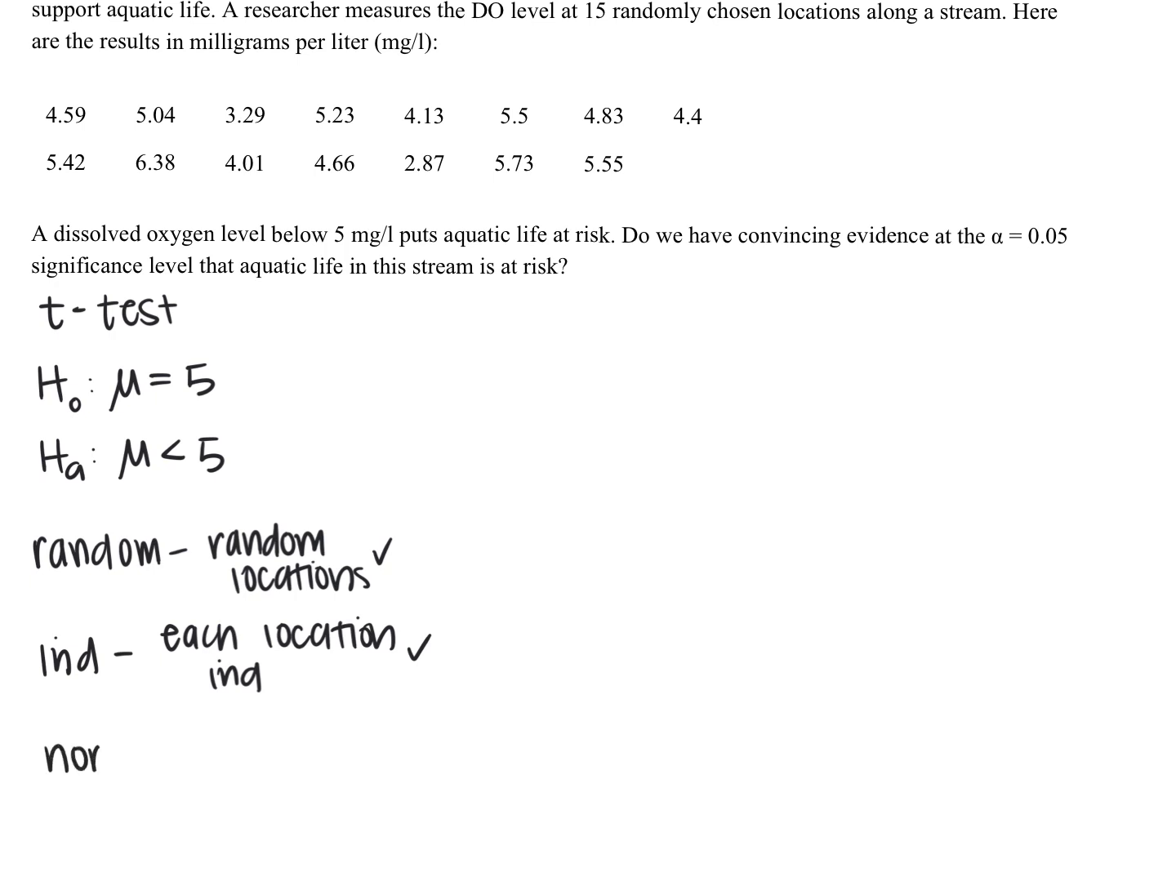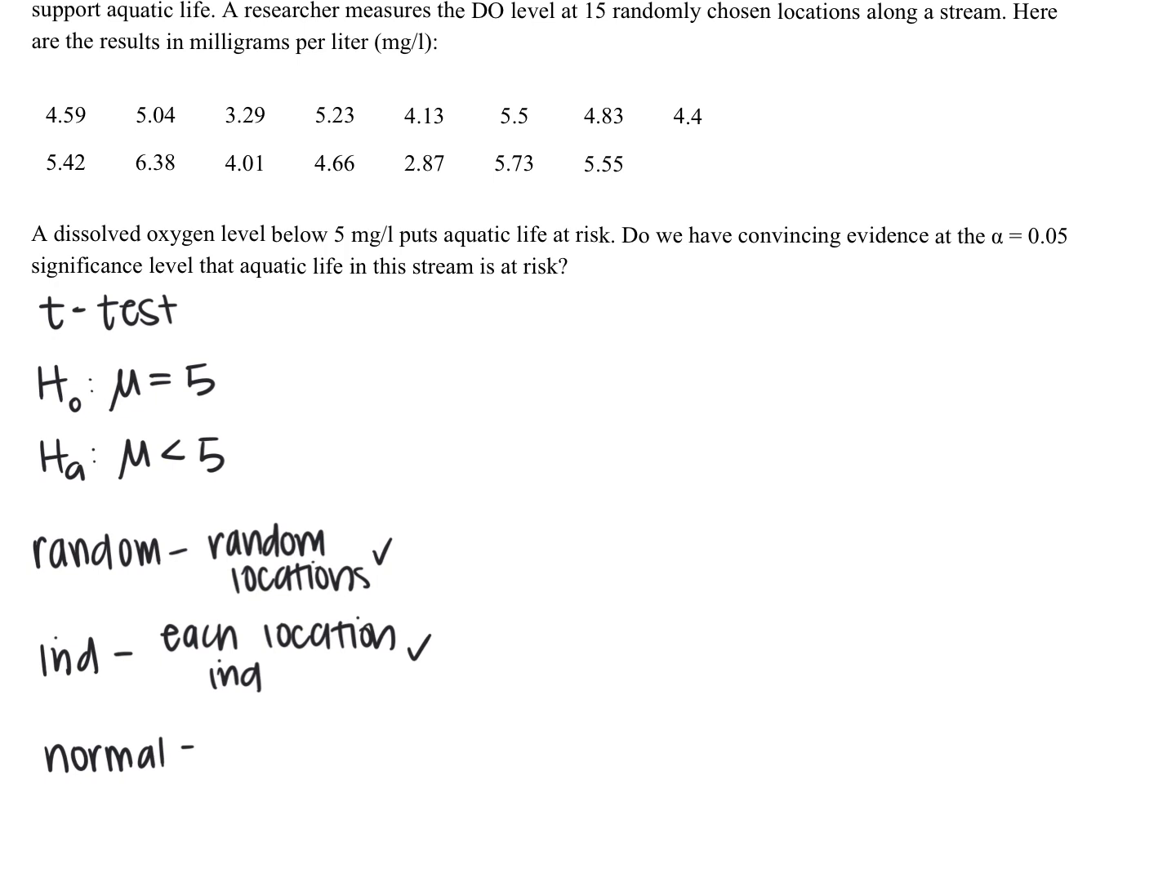And then normal. I don't have the necessary sample size here because we only have a sample size of 15. So what I want to do is check the graph. The way we're going to check the graph is we're going to go into stat and then edit, and we're actually going to put our data into list 1.